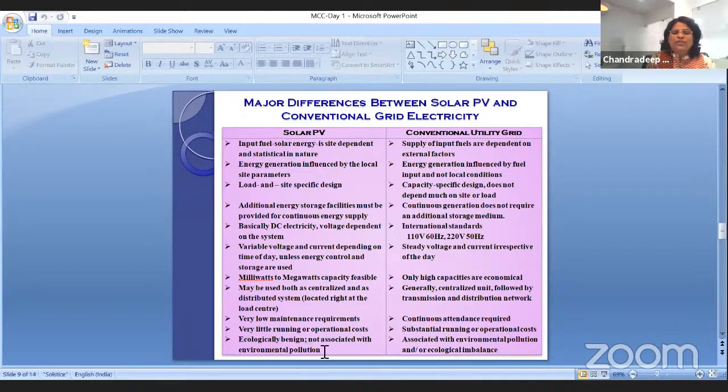So the last one is environment friendly, and there is huge pollution from the coal power plant. So these are the major advantages of why we should go for solar PV, a solar power plant or solar water pump or solar applications. Why we should go for that? So in any application, we use the solar module. So first, we should be aware of the solar module technologies present in the market.